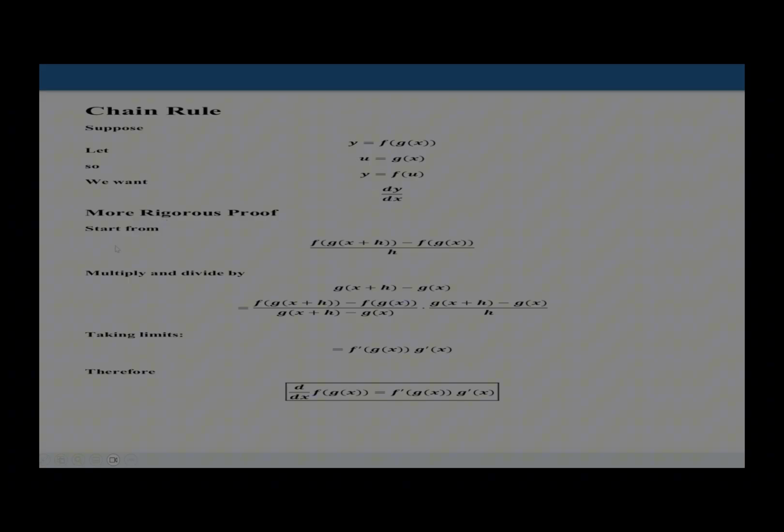for the proof we will start from here. Same thing, with a little h added to x: the function at x plus h, take away the function, divided by h. Then we multiply and divide by this term. This is very important, a critical step. We multiply this and divide by this, so it's exactly the same expression. We just multiply by one and divide by one.